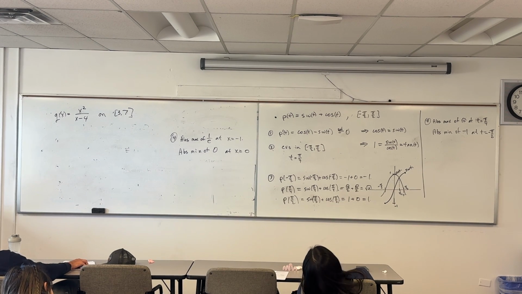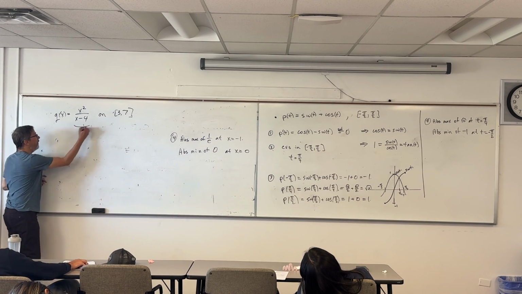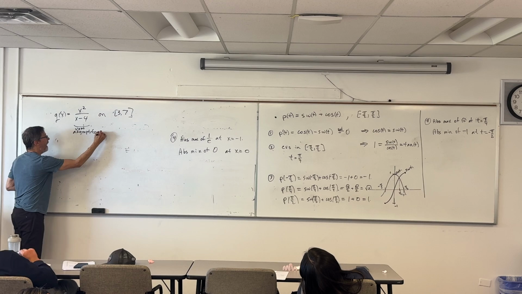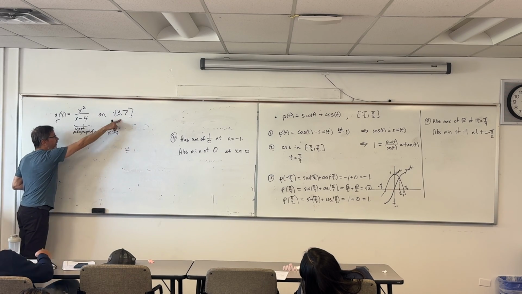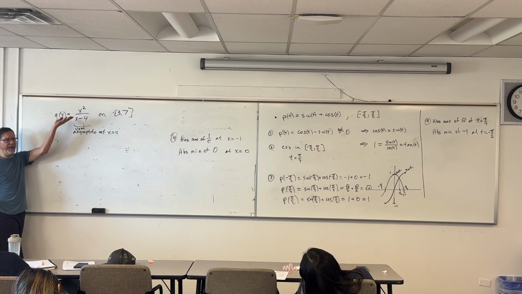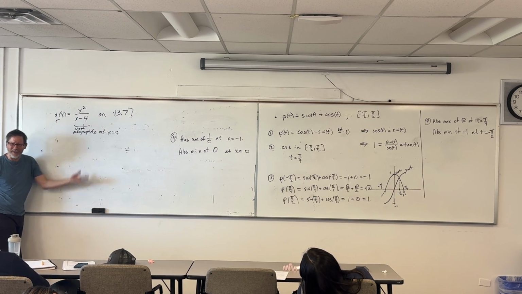I agree. Because when x equals 4, the bottom is 0. So you're not continuous. There's an asymptote here. Yes, exactly. So this function has a vertical asymptote at x equals 4, which is inside that interval, so you can't use this process. What would the max be? Infinity, and then minus infinity, or something like that.